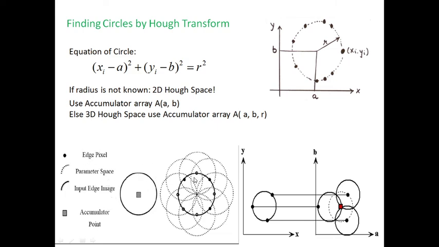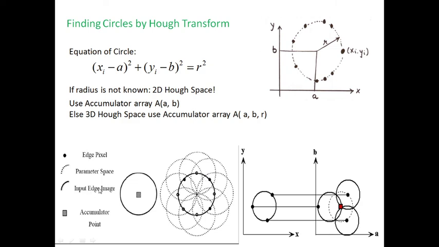This is my edge pixel, all the dots. This is my parameter space, of course, because if I consider this as my edge pixel, this will be my parameter space, and this is my input edge image. All the points in the image space are acting as centers for the circles in your Hough space. These are all the points acting as centers in your Hough space.